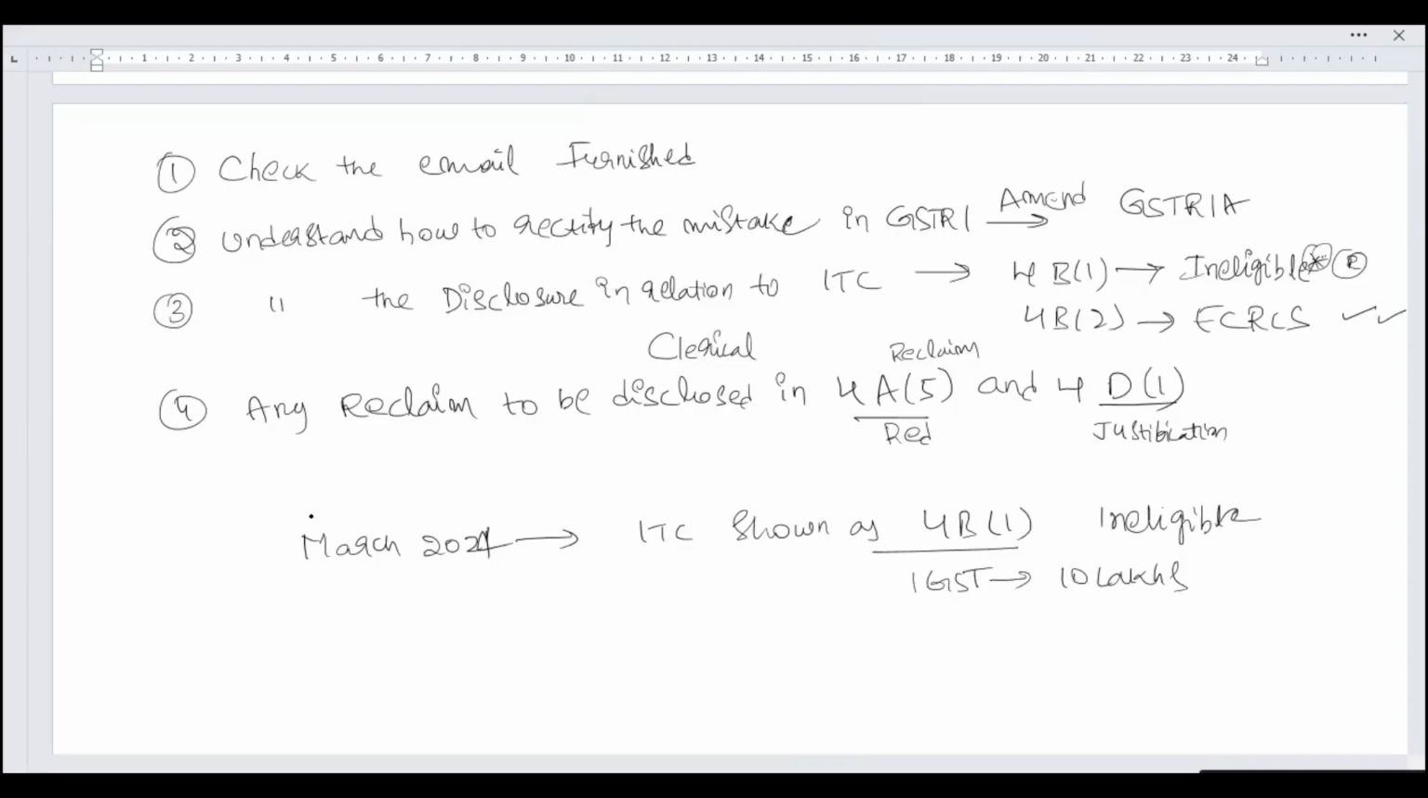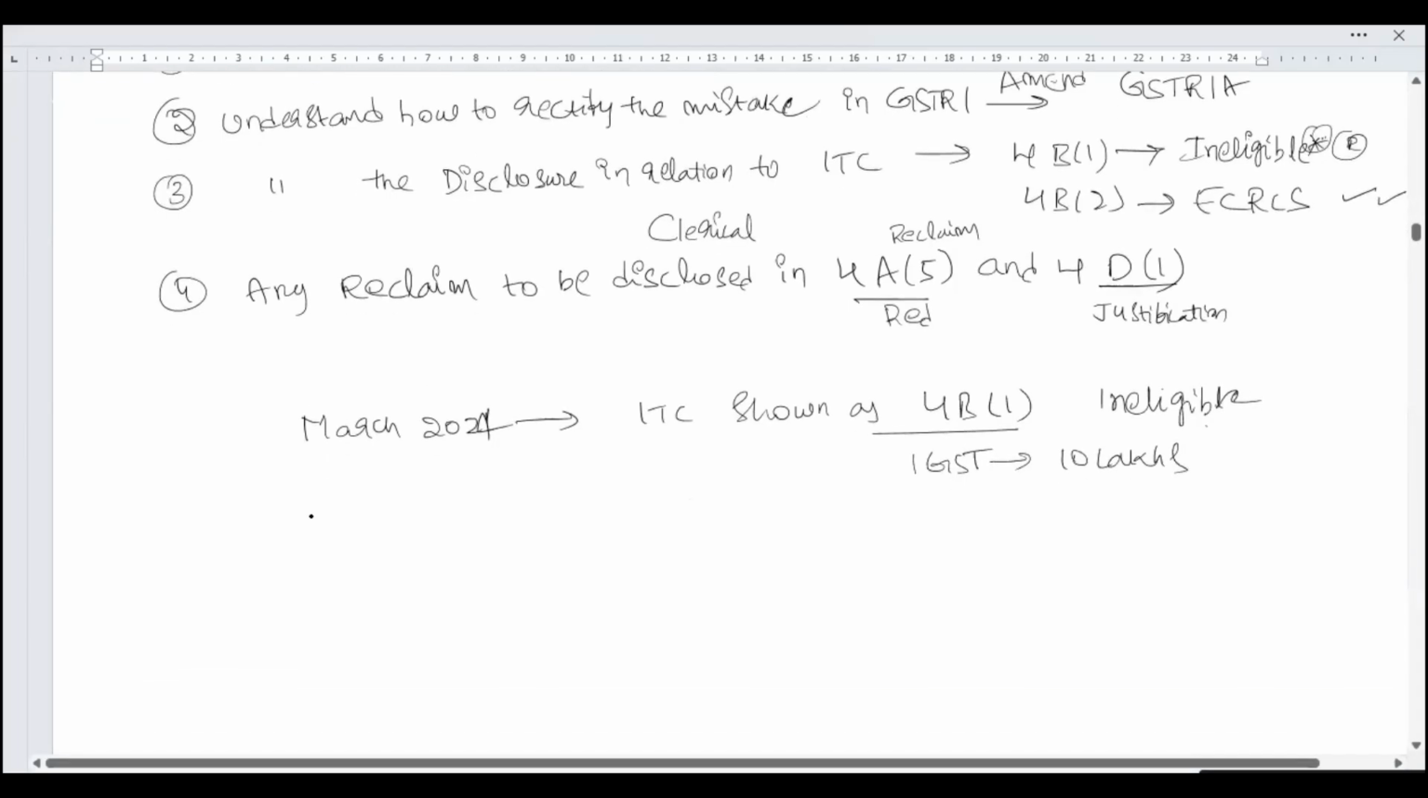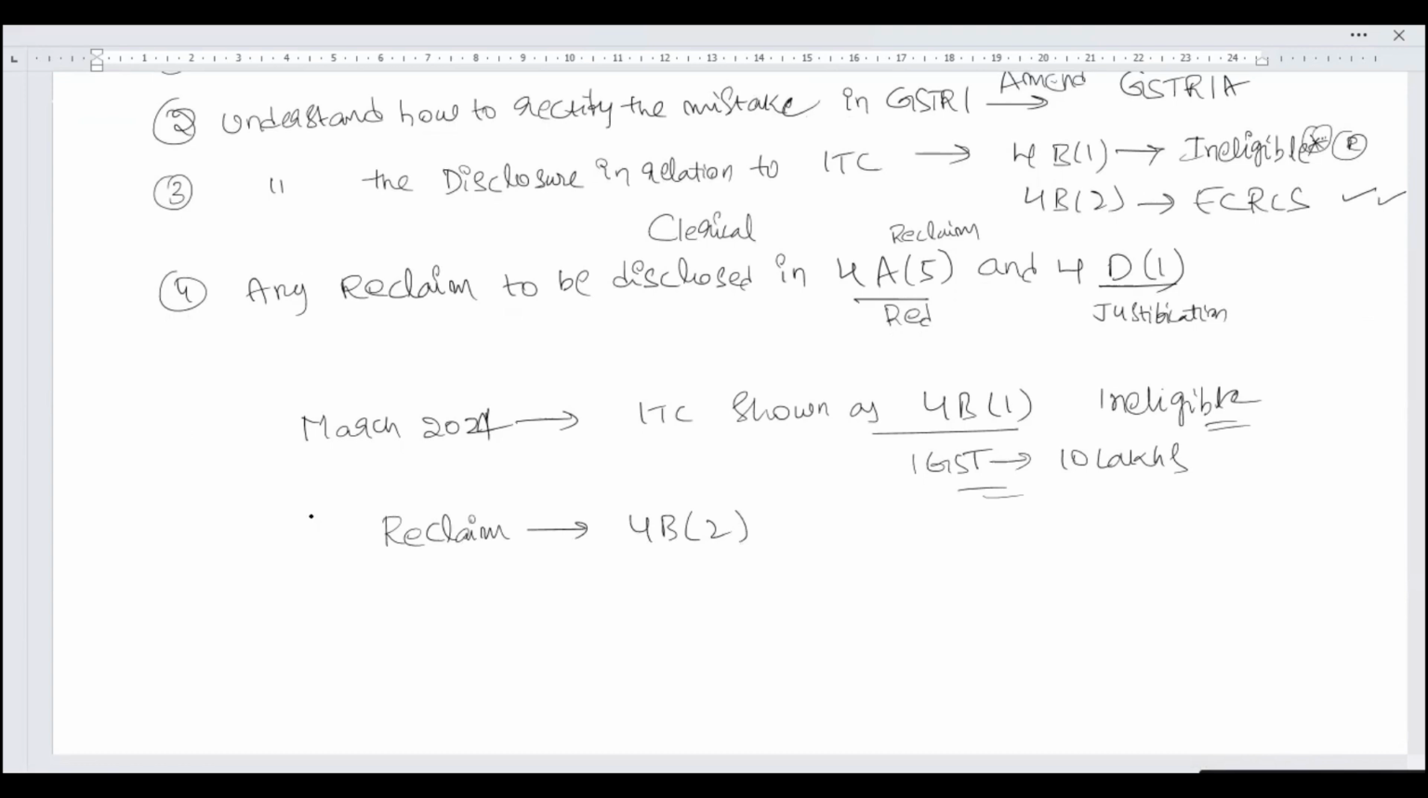After filing the return, after 2 months, they realize that this is actually an eligible credit, wrongly shown as ineligible credit. Now, reclaim is linked to 4B2, but not linked to 4B1. When I say reclaim, I can reclaim in 4A5 only if the entry happened in 4B2. Otherwise, I cannot do that. So here, the only option available is to claim refund under section 54, saying that there is a clerical error.